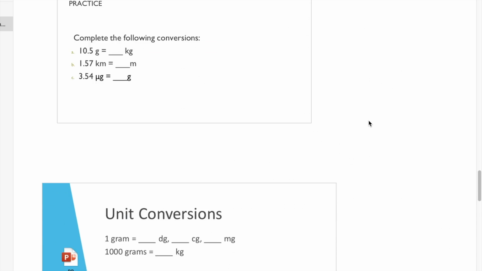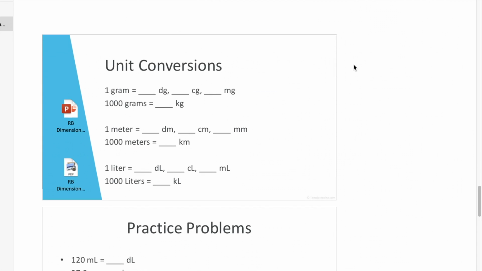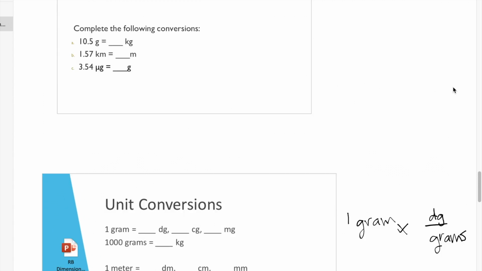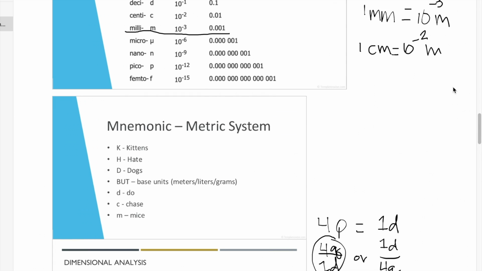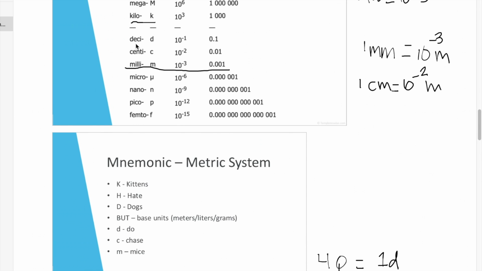So now that we see those relationships, let's try to convert between grams, decigrams, centigrams, and milligrams. We always write down what we start with, which is 1 gram, right? Now this problem is having us convert to decigrams, which means that we need decigrams on top and grams on bottom to get grams to cancel out. So let's go up and look at the relationship. We see that for a decigram, there are 10 to the negative 1 grams in 1 decigram.